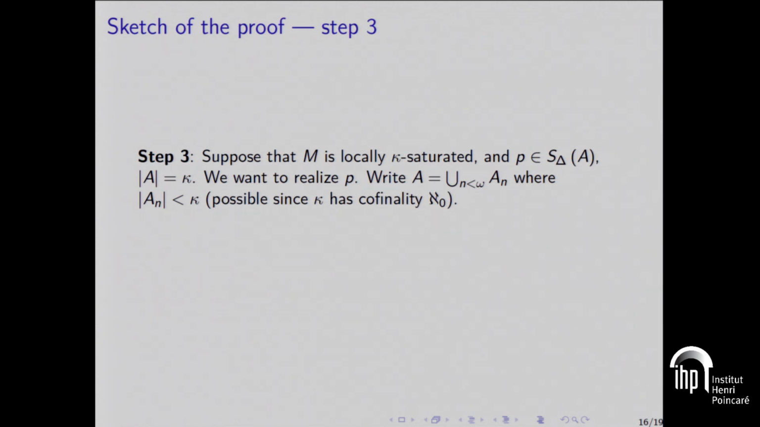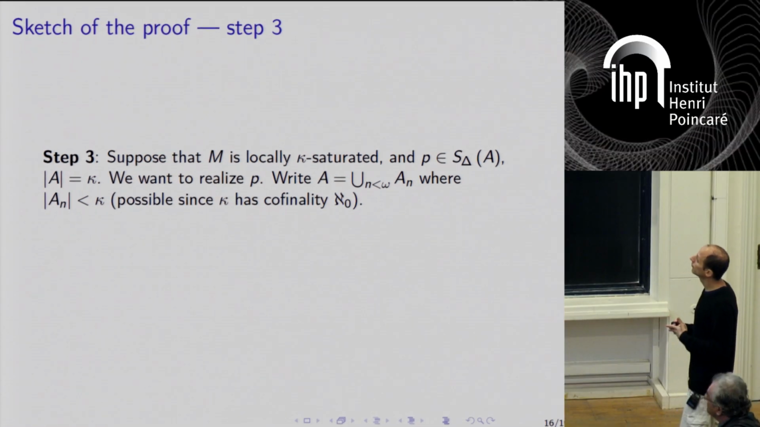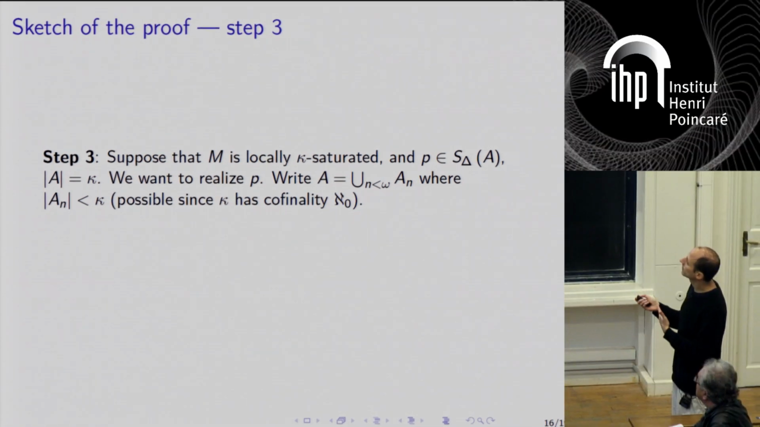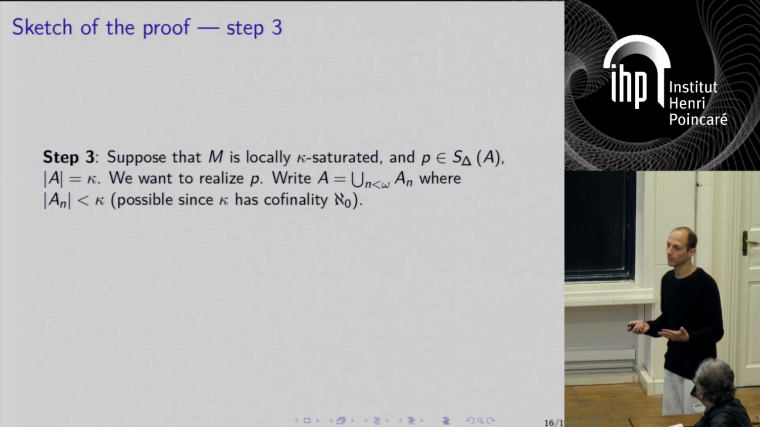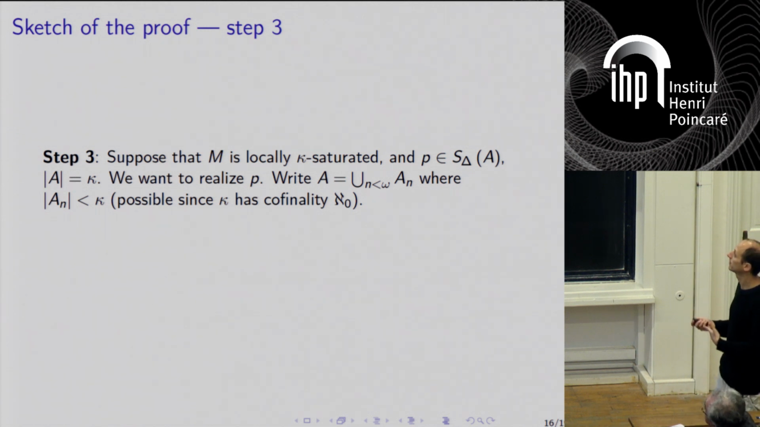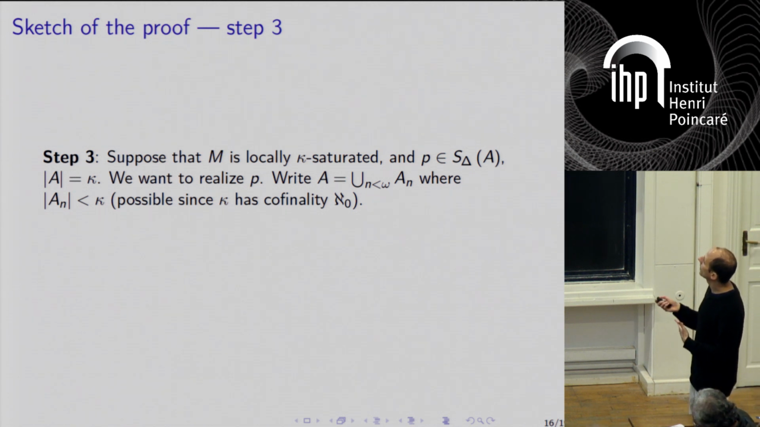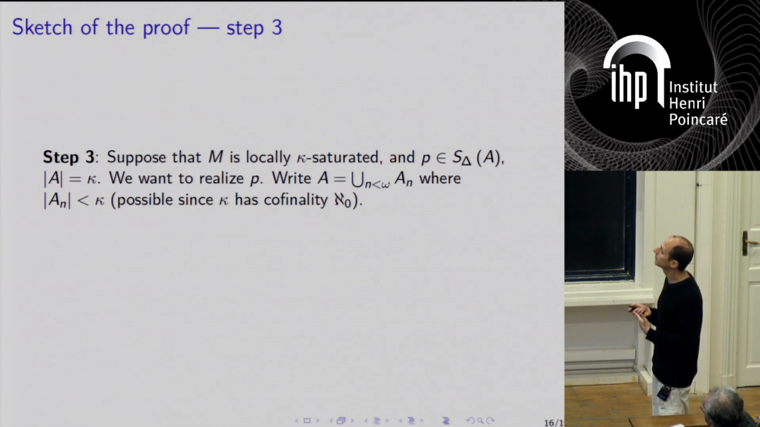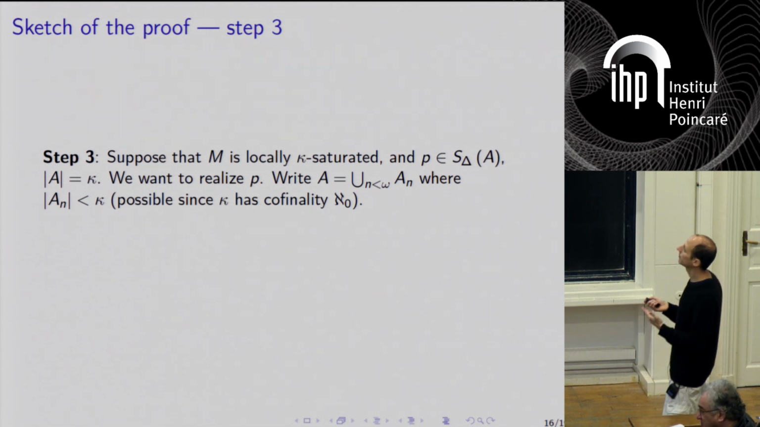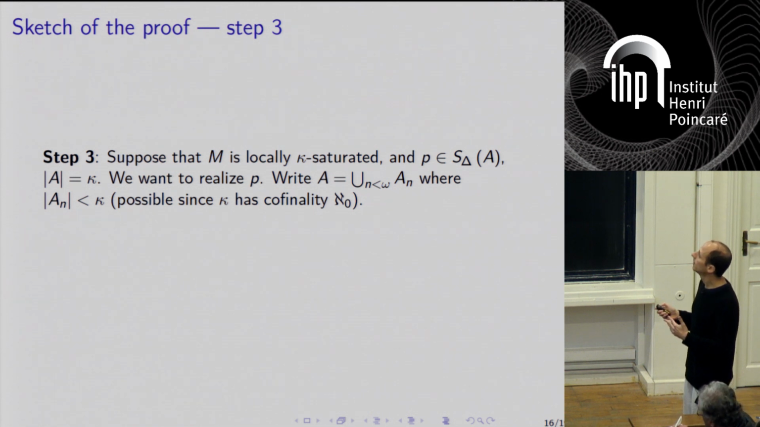Next, what we want to show: we have a model which is locally kappa saturated. Remember, kappa was this cardinal having all these properties. We have a type over a set of size kappa, and we want to realize it, because we want to show that the model is kappa plus saturated. We write the domain of that type A as a union of An's where each one is small. This is possible because kappa has cardinality Aleph 0.